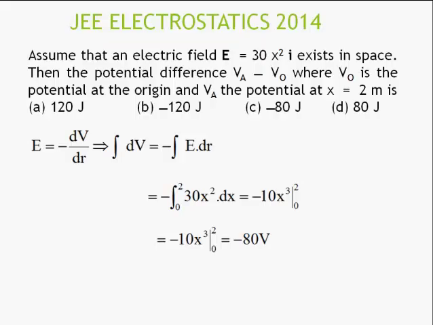In fact, over here again you can see in 2014 they have asked for the potential and the unit they have written is joules. It should be volt here. These are certain errors which can be made by any person, so we need not bother, but my answer is minus 80 volts. So C is the answer.